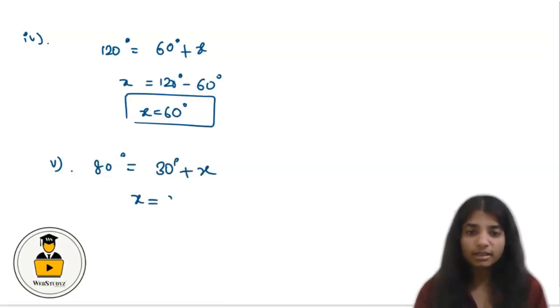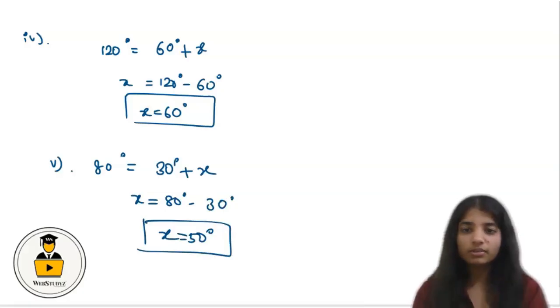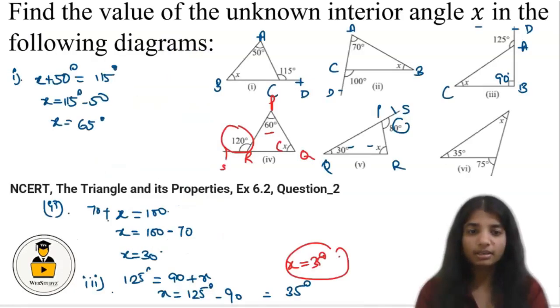So x from here is equal to 80 degrees minus 30 degrees. Simplifying this, we get the value of x, that is equal to 50 degrees. So this is the answer to part 5 of this question. Now let's discuss the next part. So let's say this is P, this is Q, this is R and this is S.